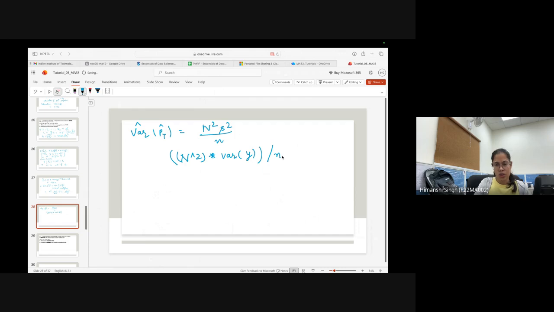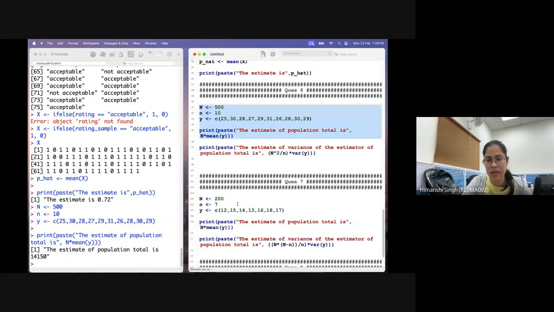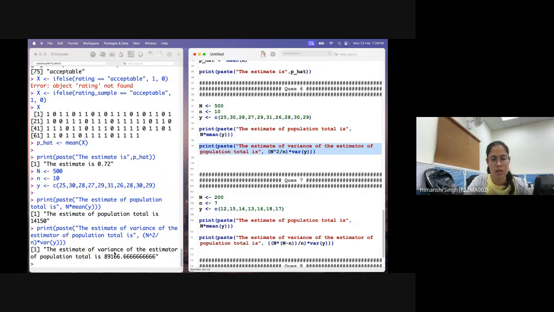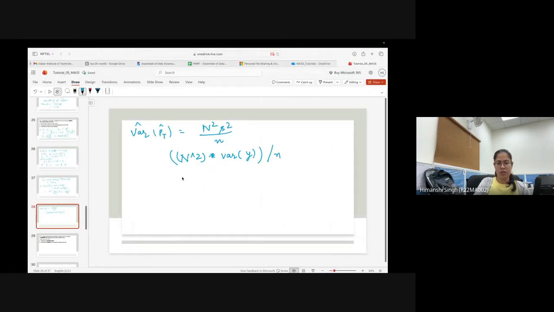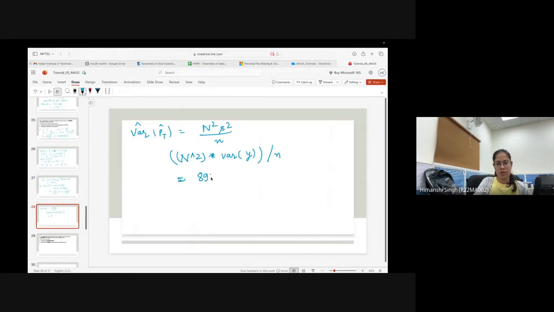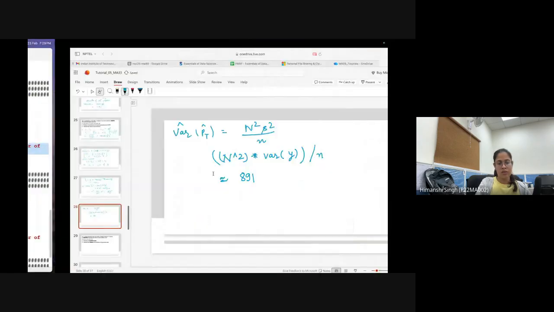Here you can see in R, I have written N square by n var of y. So here if I see, the estimate of variance is 89166.66. I can say that it is approximately 89167.